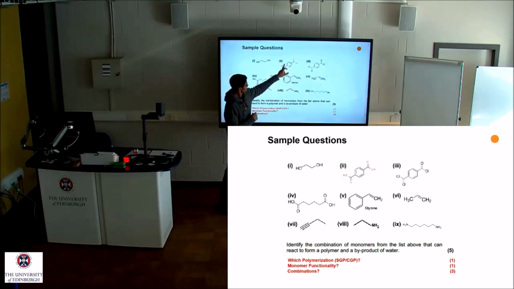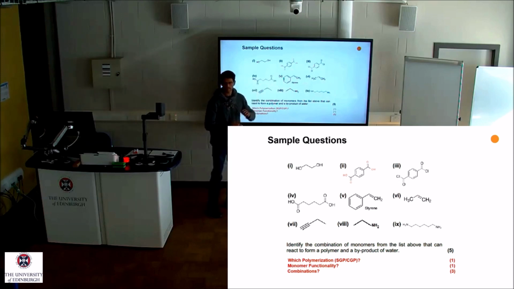What about the combination 2 and 3? They're not going to react with each other because both of them are kind of the similar electron withdrawing group. So remember, you need a combination of one electron withdrawing, one electron donating. So here in this case, both of them are electron withdrawing, so they're not going to react.